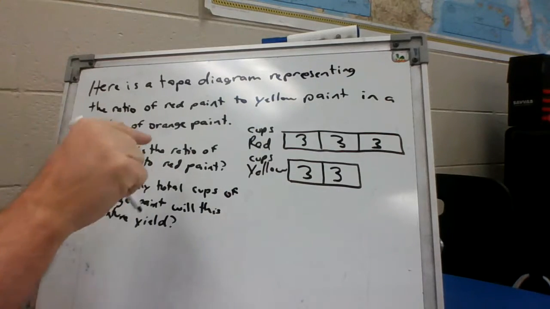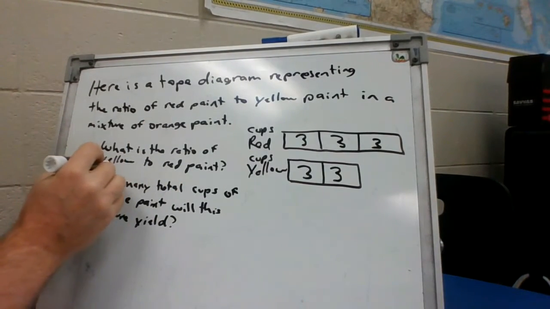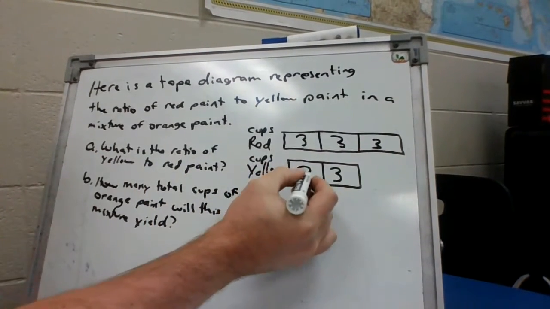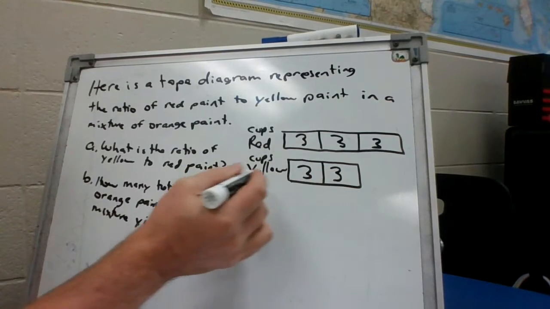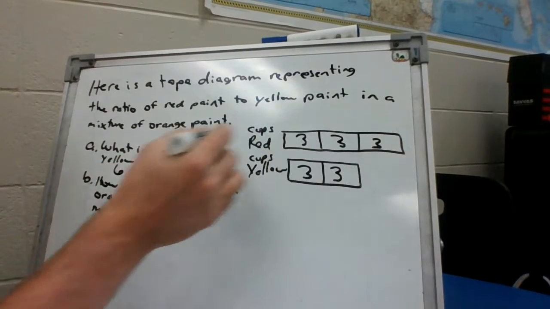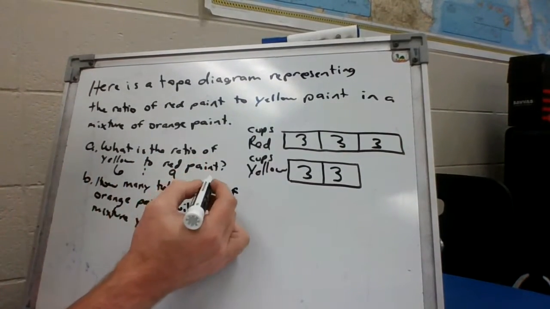So A, what is the ratio of yellow to red? What I advise, the word yellow comes first, so put how many you got right there. How many yellows do we have? What is the ratio? You have 6 yellow, red 9. Now we know that's going to be reduced, so let's go ahead and reduce that.